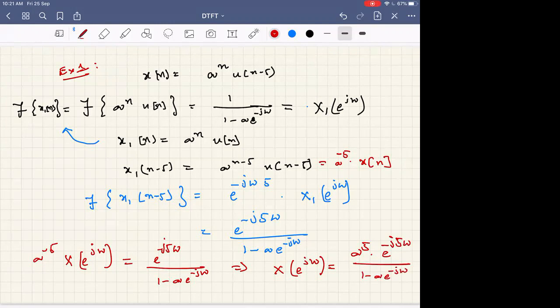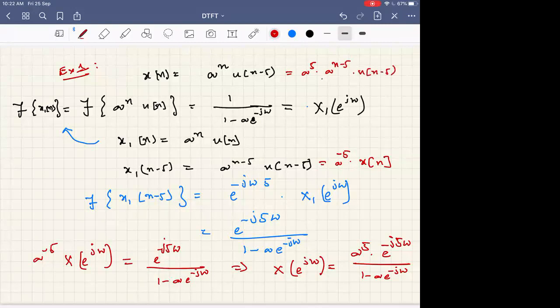Okay, fine. So this is how we can make use of the properties. We can use the definition as well, but using properties we can do it easily, because you know this already. In fact, you can do it even more simply. As Niharika said at the beginning, this can be written as a power 5 into a power n minus 5, into u of n minus 5.